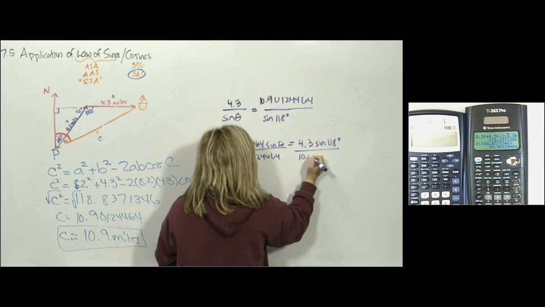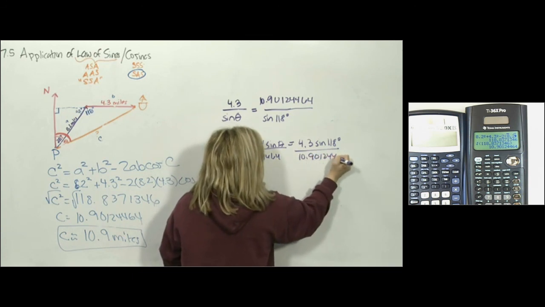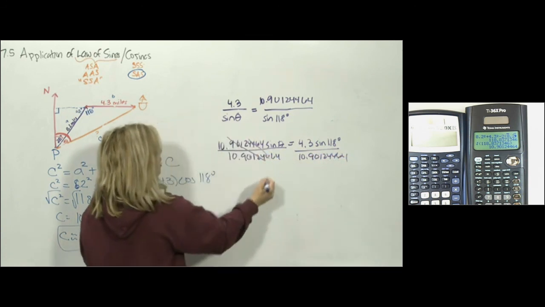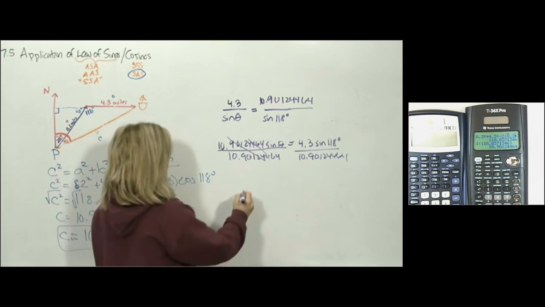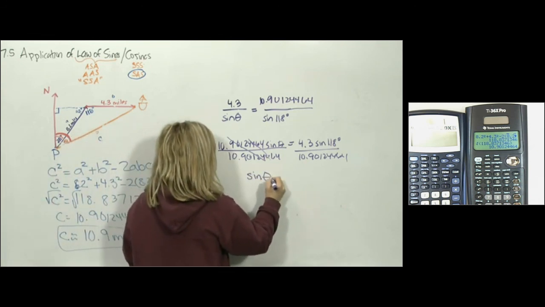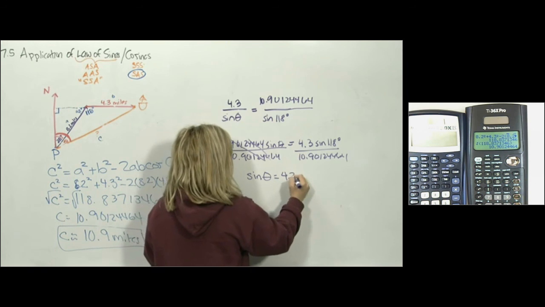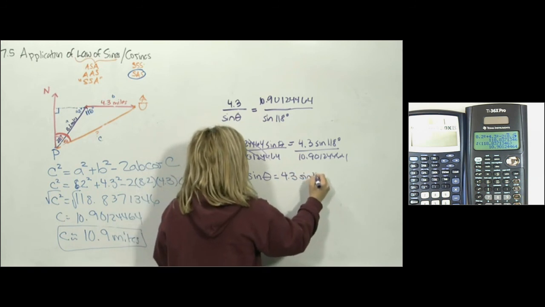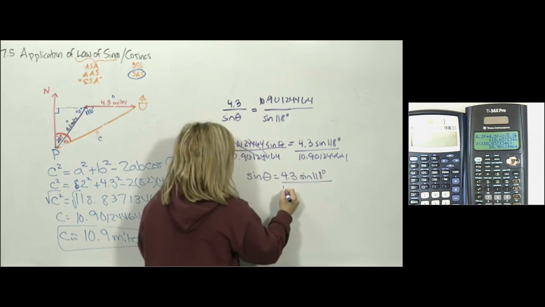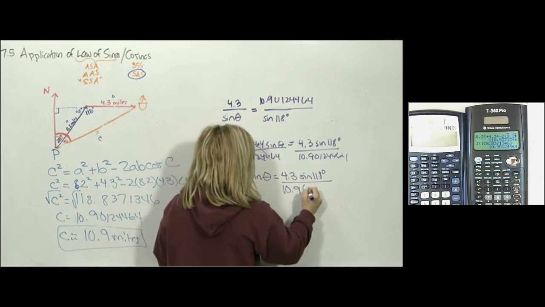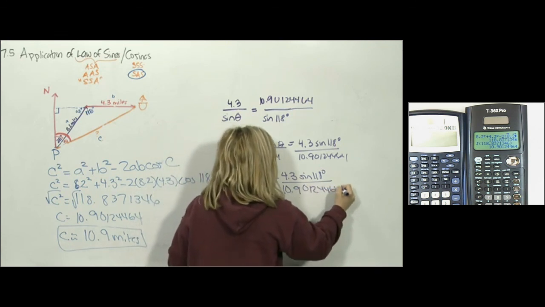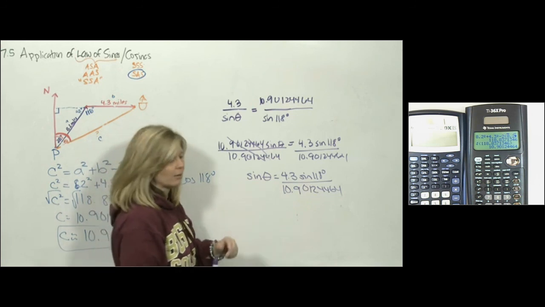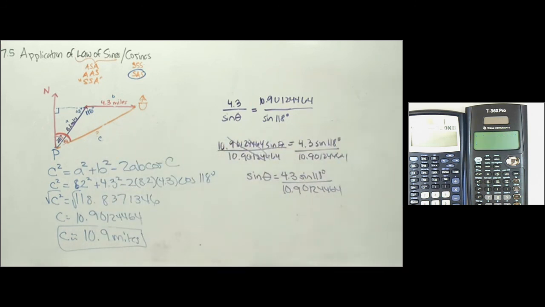We're going to divide. Miss Black writes everything on paper first before she ever touches a calculator. So the sine of theta is going to be 4 3/10 sine of 118 degrees divided by this lovely long decimal. Now we'll go use our calculator. All right?